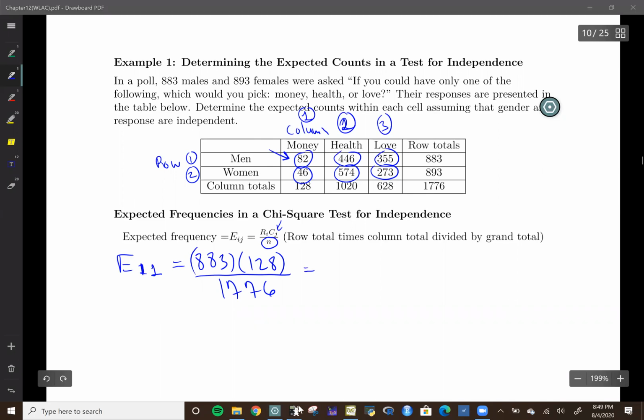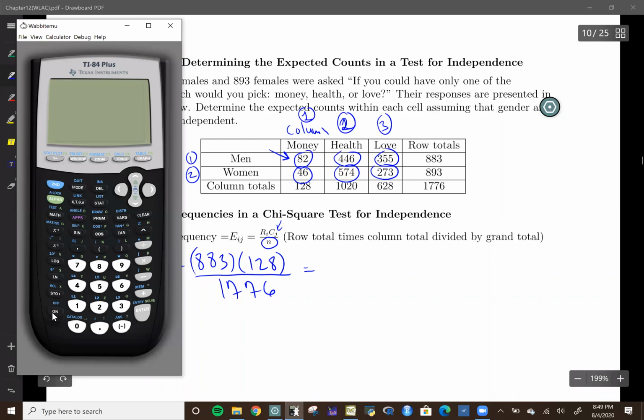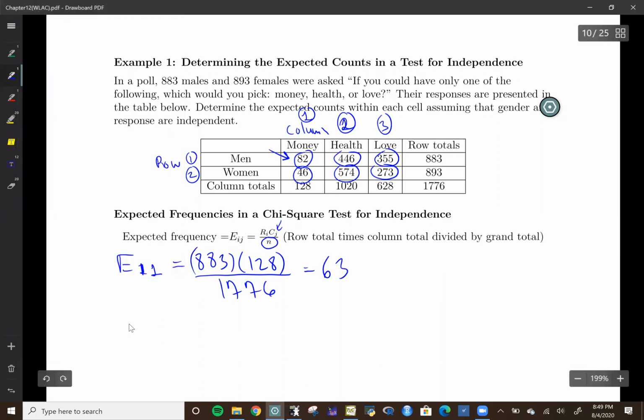So I'm gonna go ahead and do that. Let me bring out my TI-84. So you go 883 times 128 divided by 1776. And that's your expected value. So you get 63.